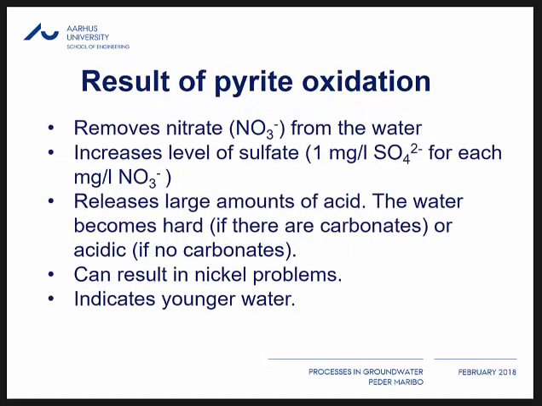So the results here: nitrate is removed from the water as a consequence of this. Increased level of sulfate, acid formed, and right here, a large amount of acid. It doesn't take much pyrite to form a significant amount of acid, and hence we get hard water if there are carbonates, and acidic water if there's no carbonate. And then we have nickel associated with the pyrite minerals, indicating younger water, because it's a process that takes place in the upper parts of the soil column.